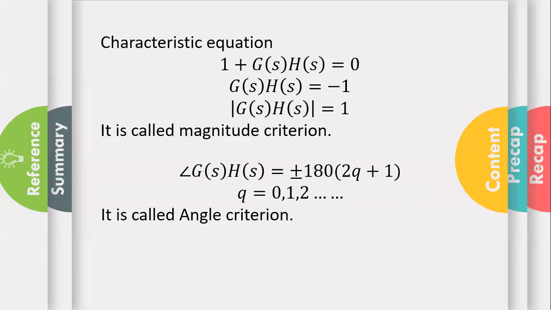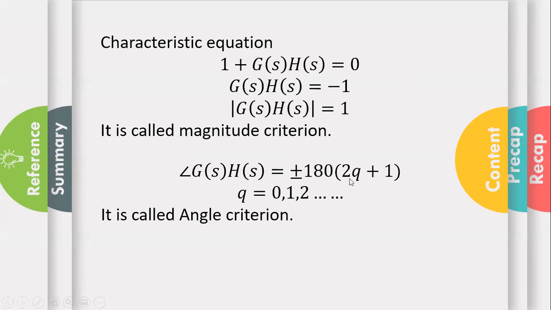Similarly, we have a second criteria, which is called the angle criteria, because we know that g of s into h of s is minus 1. Minus 1 is nothing but 1 at an angle of 180 degrees. So the magnitude is 1 and the angle should be plus or minus 180 degrees. Whenever it completes one full cycle, it becomes 360 degrees and once again becomes plus 1. So it should be an odd multiple of 180 degrees.